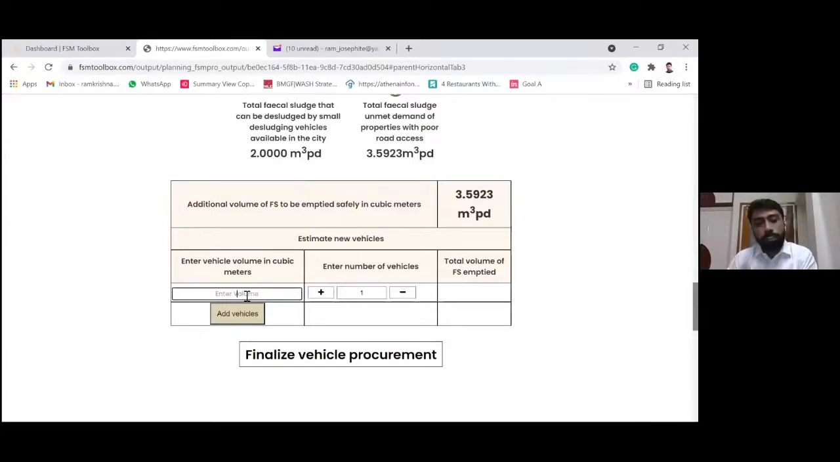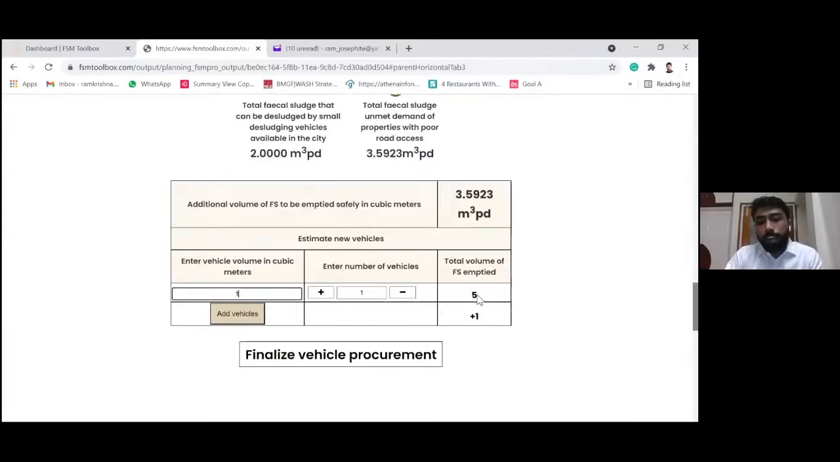And given that these desludging vehicles are often locally manufactured, and the volume of these desludging vehicles varies very much depending on the local manufacturer's quality, you can enter the capacity. The tool basically helps you understand, suppose I want to have only a 1 cubic meter capacity desludging vehicle, the total fecal sludge that that particular vehicle can handle is 5 cubic meters, given the number of trips that has been accounted for from the desludging operator survey.